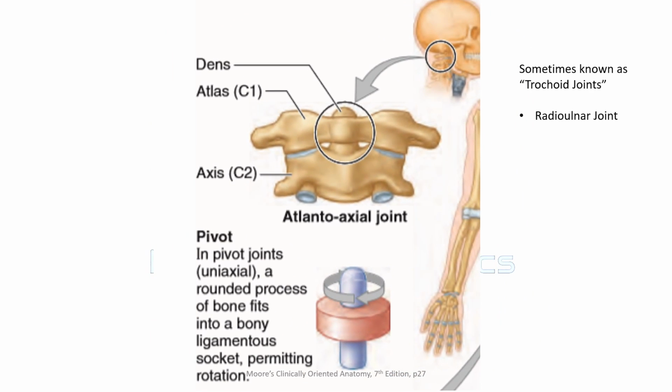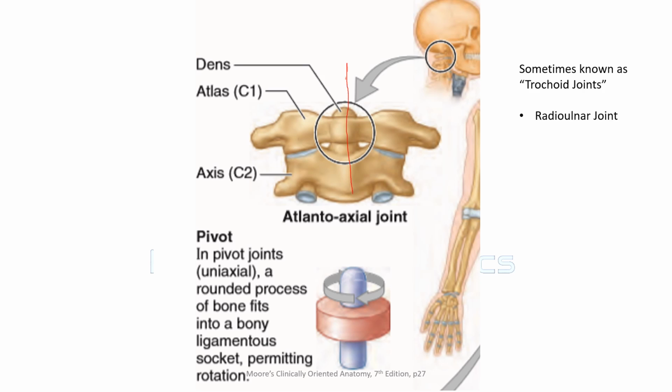Moving on to the atlantoaxial joint, it is a joint between the first and second vertebra. You will learn them in detail in the second year of MBBS. It is sometimes also known as a trochoid joint, and there is a vertical axis. There is only one axis, a uniaxial joint. Here is a vertical axis, and the movement is around that axis. So a rotatory movement is possible around that axis.